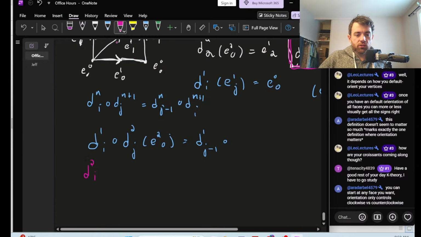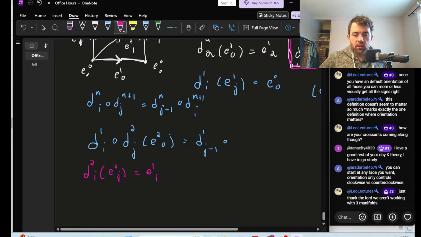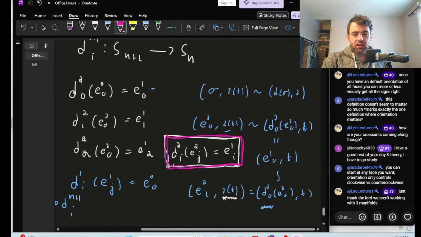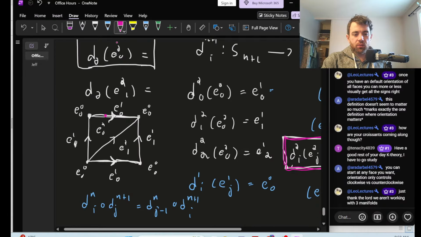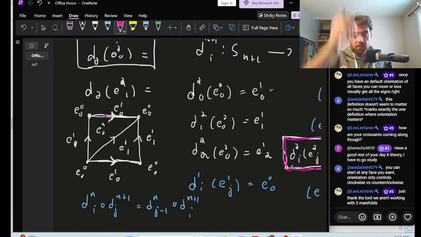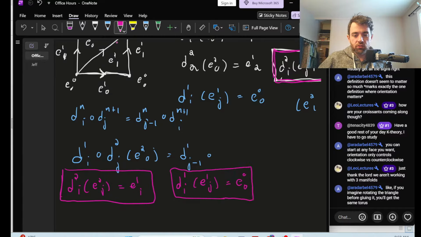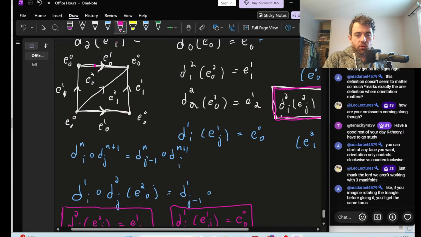So my maps are D2I of E2J is E1I. Just thank the Lord we aren't working with 3 manifolds, yeah. And then what am I going to do? Then we know our other maps. Then we have that D1I of E1J is just E00. And then that's basically it, right? We're done. There's nothing else to say. If you imagine rotating the triangle before gluing it, you'll get the same torus.